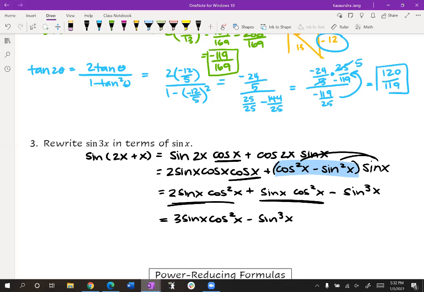Let's see, I've got a sine of x cubed, I've got a plain sine of x here. Ooh, I got a cosine of x though. Let's see if we can keep going a little bit further. My cosine squared, if you use the Pythagorean identity, the cosine squared of x is equal to 1 minus sine squared of x.